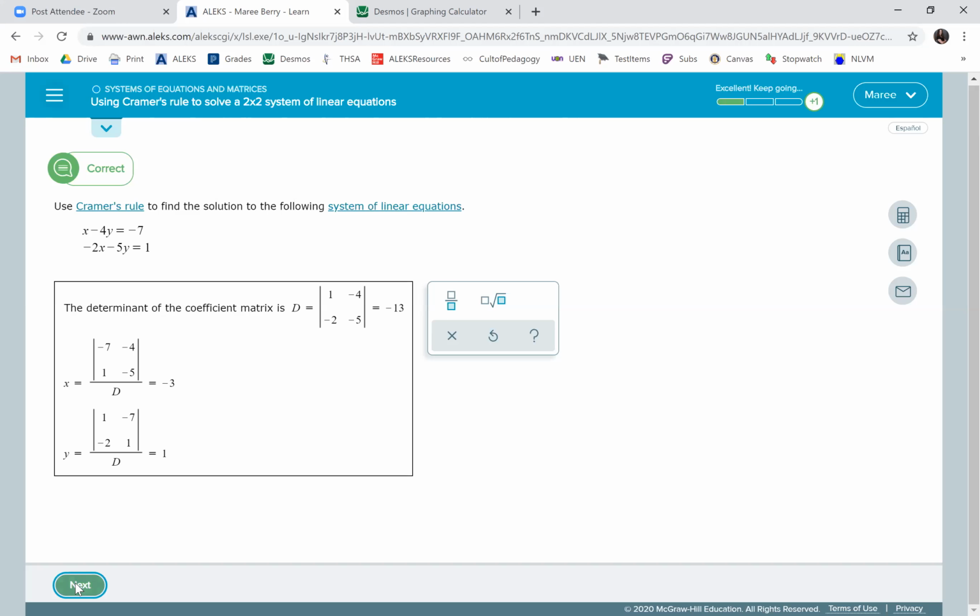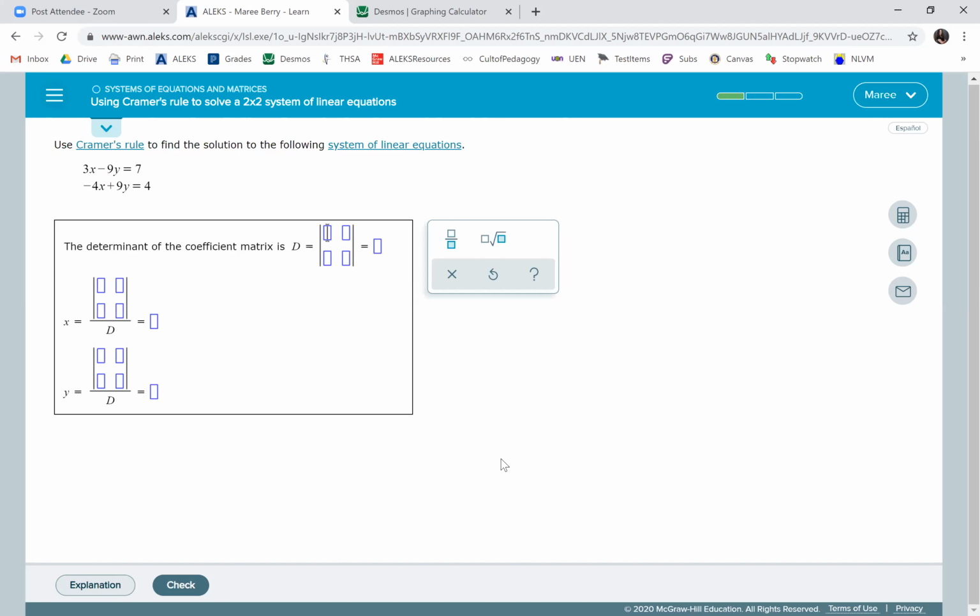Okay, so we're going to try another one. And we have a determinant of 3, -9, -4, and 9. Okay, so 3 times 9 is 27 minus 28. I feel like that is a -1. Is that true? I feel like I'm going to need to write this down so I can get this right.